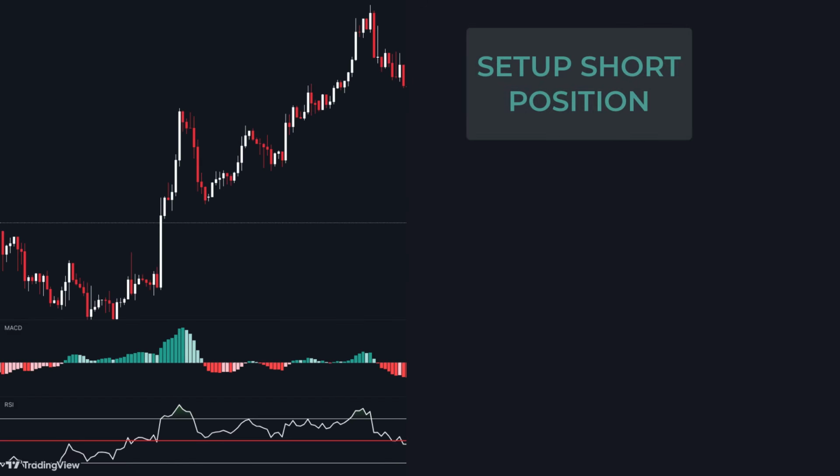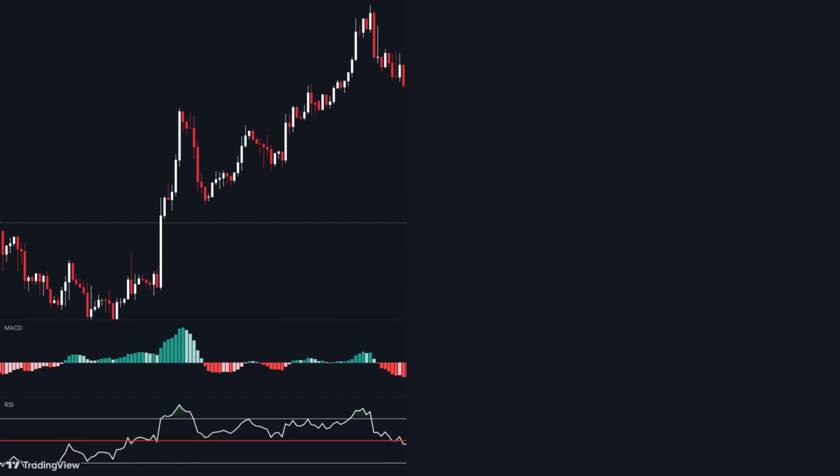Now, let's take a look at the setup for a sell trade. First, we'll look for a bearish divergence between the price and the MACD. A bearish divergence occurs when price forms higher highs while MACD forms lower highs, indicating a potential bearish reversal. Once we have the divergence in the MACD, let's confirm the trade by looking at the RSI. It should show a value below 50. If not, we need to be patient and wait for it to cross that key level.